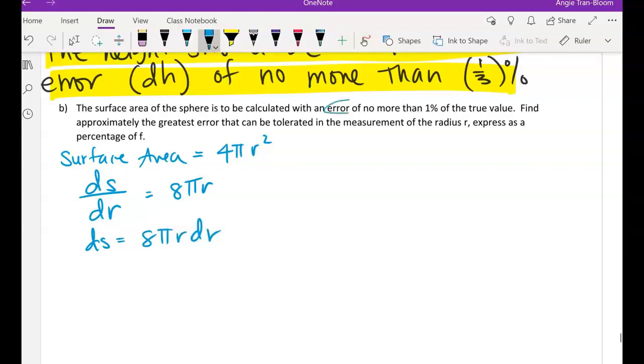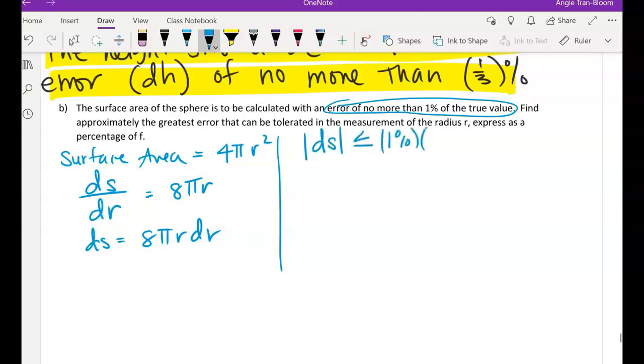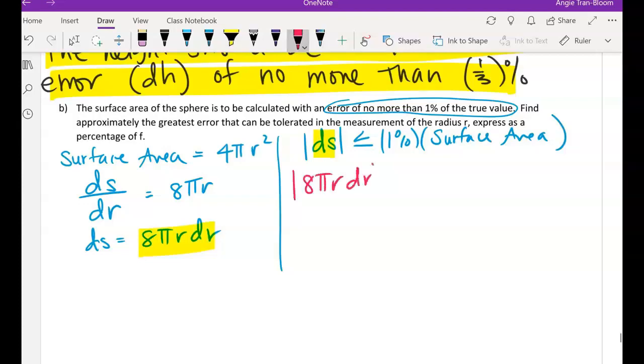Okay, so an error of no more than 1% of its true value. That means your change in surface area is no more than 1% of the surface area. That's what it means, right? So let's figure it out. ds is this guy. Let's plug it in. Absolute value, 8 pi r dr, less than or equal to 0.01 times the surface area, it's right there. Let's plug that in, 4 pi r squared. Let's solve for dr.